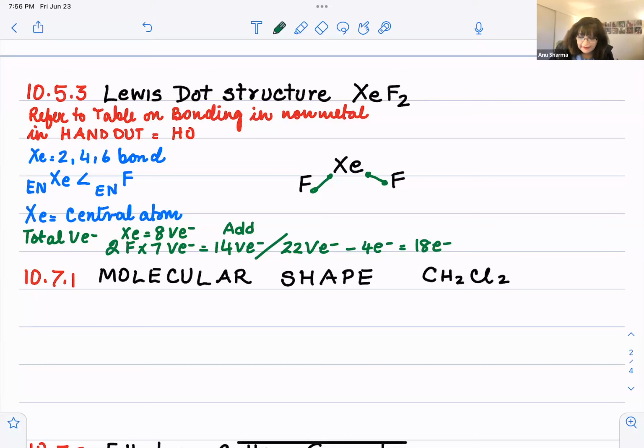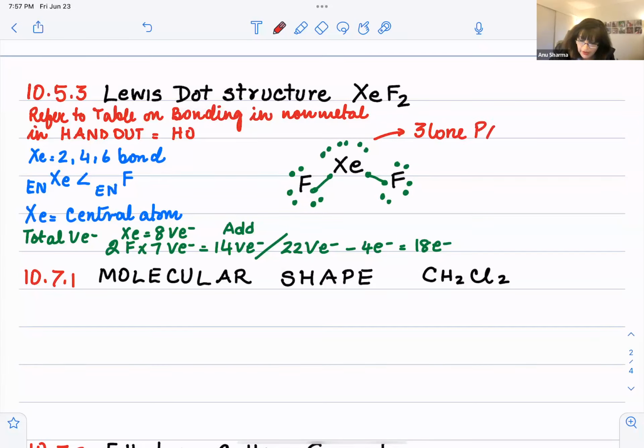So these 18 electrons are used to put the octet on the outer atoms. So 1, 2, 3, 4, 5, 6, 7, 8, 9, 10, 11, 12. So 12 have been used up, but you're still left. You have to finish till 18. So 12 gone, 13, 14, 15, 16, 17, and 18. So there are 3 lone pairs, which is fine.